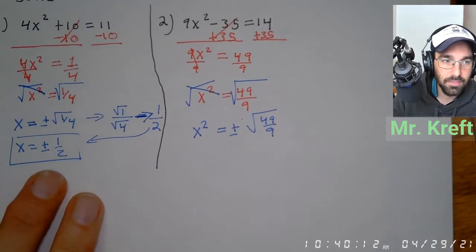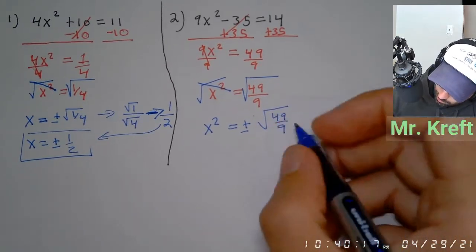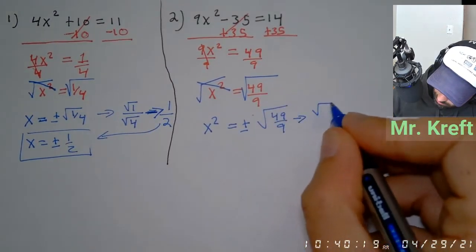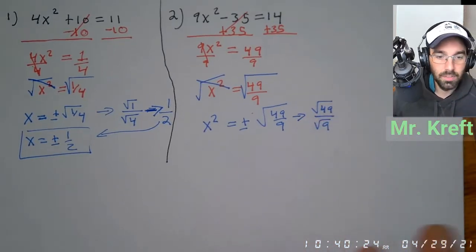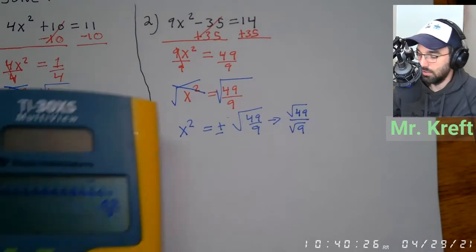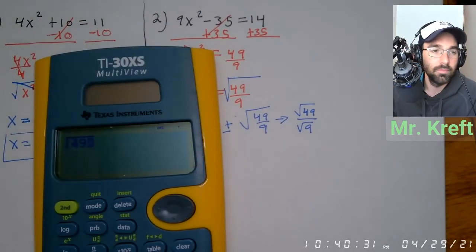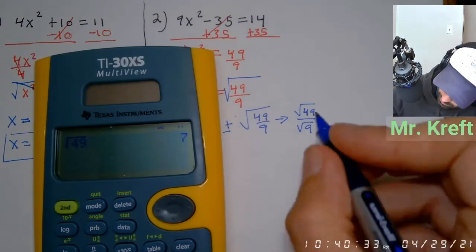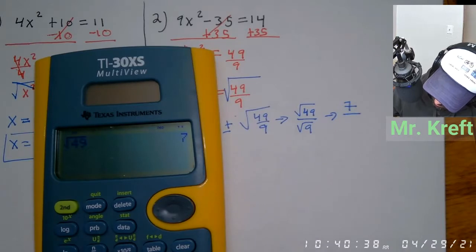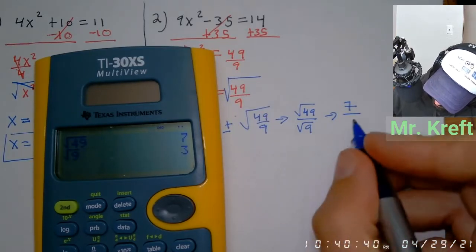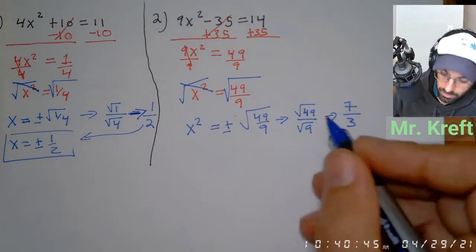We can take a look at how to do this without a calculator by just saying, hey, this means the square root's going to be with the top and the bottom. And this is a cool little trick we can do here, because when I go to check this out, the square root of 49 equals 7. So I get 7 over the square root of 9, which is 3. So I see that this is 7/3.